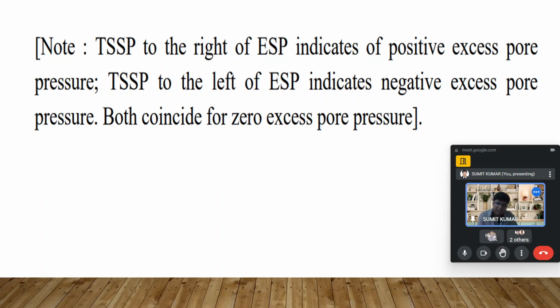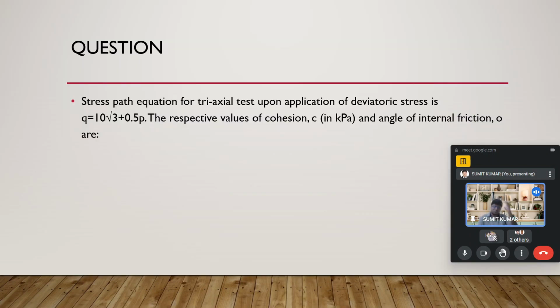Okay, I will go ahead with this question. This is a very good problem, so I will solve it for you here, and you will get a good idea of questions like this and how we are able to solve them. First of all, the question states the stress path equation for the triaxial test upon the application of deviatoric stress as Q equal to 10 root 3 plus 0.5 P, and asks for the respective values of cohesion and angle of internal friction.